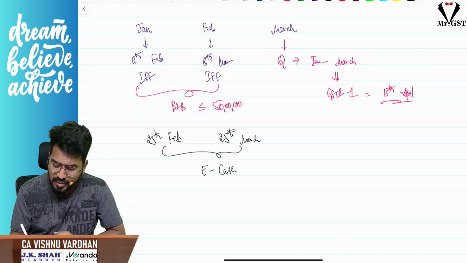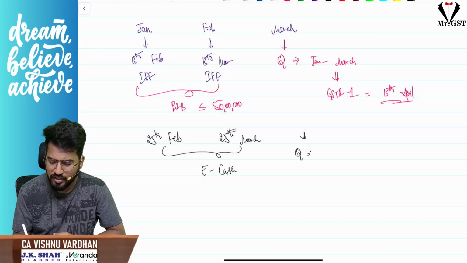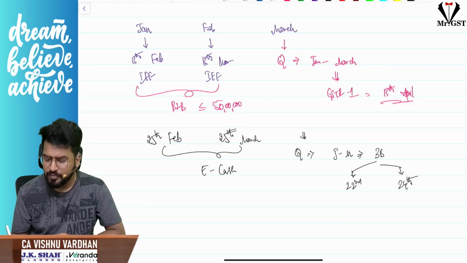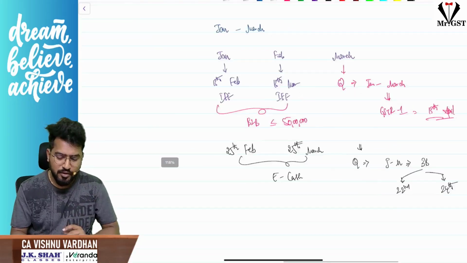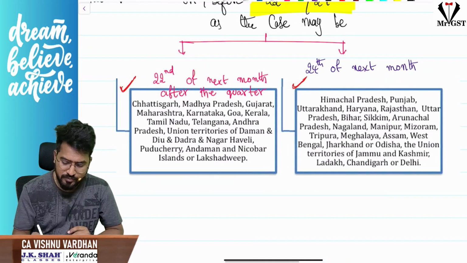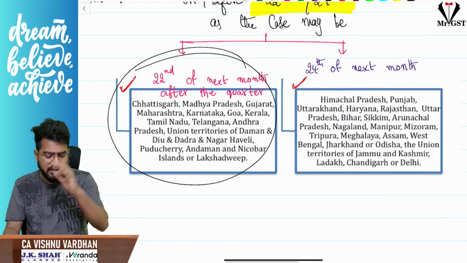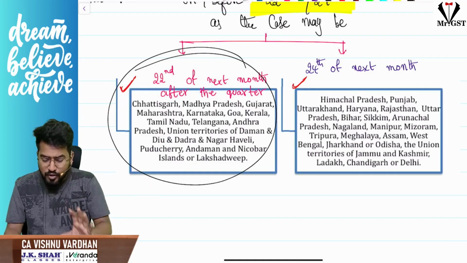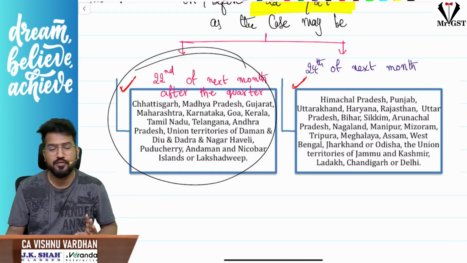And once March is over, that means for the entire quarter of Jan to March, they have to file GSTR 3B. The due date of GSTR 3B is 22nd or 24th, based upon which state you are residing in. If you are residing in states like Chhattisgarh, Madhya Pradesh, Gujarat, Maharashtra, mostly the south western states, then the 22nd of the next month will be the due date.